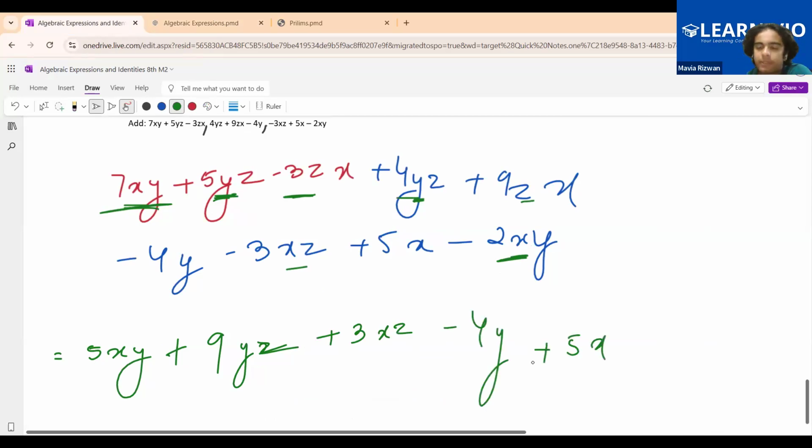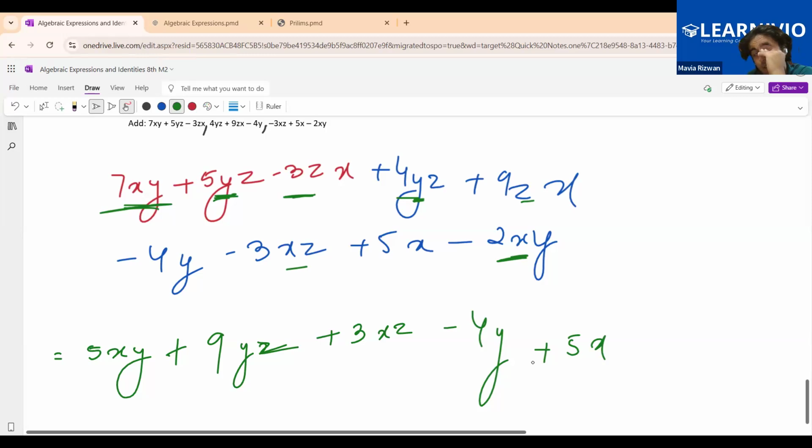Is this clear, guys? Yes, sir. Did you get it, Priyanka? Minisha? Yes, sir. Should I explain it again?